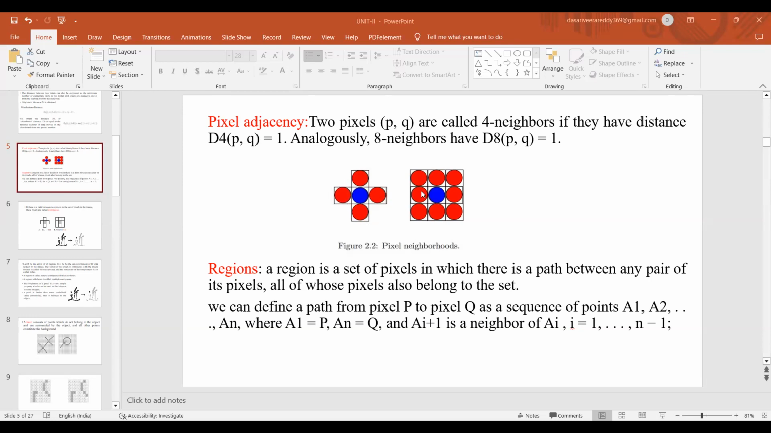The second diagram is an example of 8 neighborhood. The first diagram is an example of 4 neighborhood.